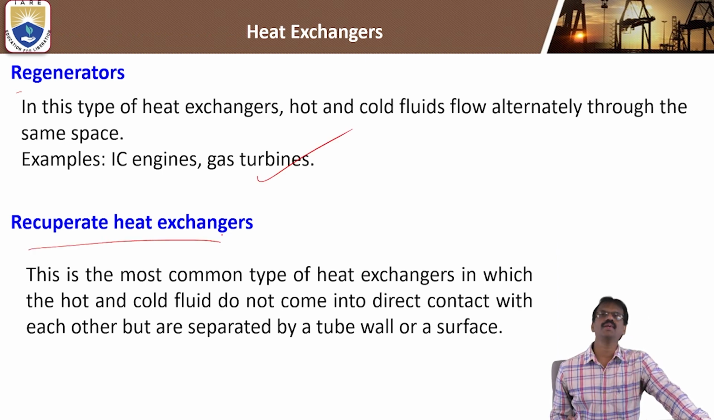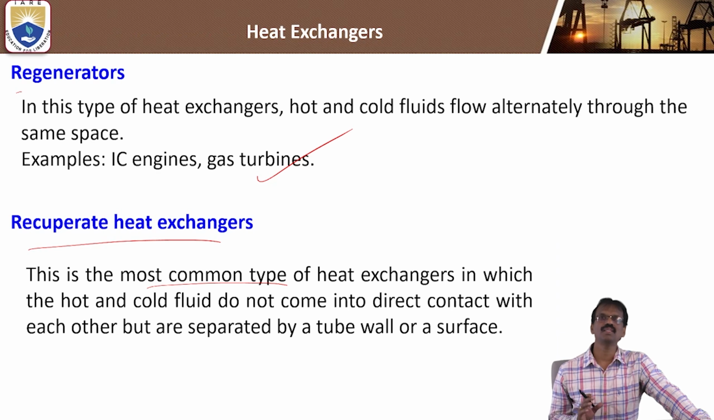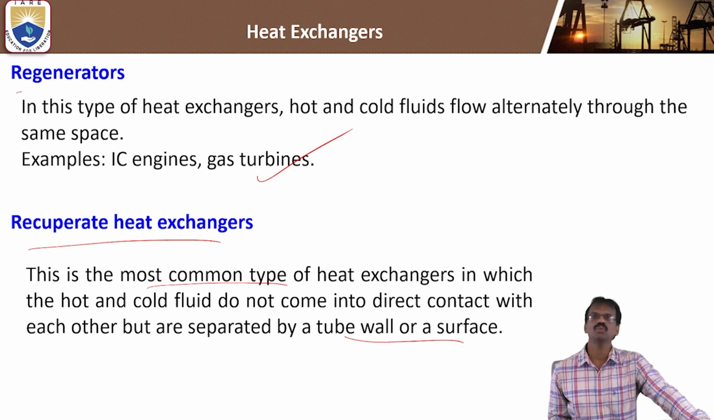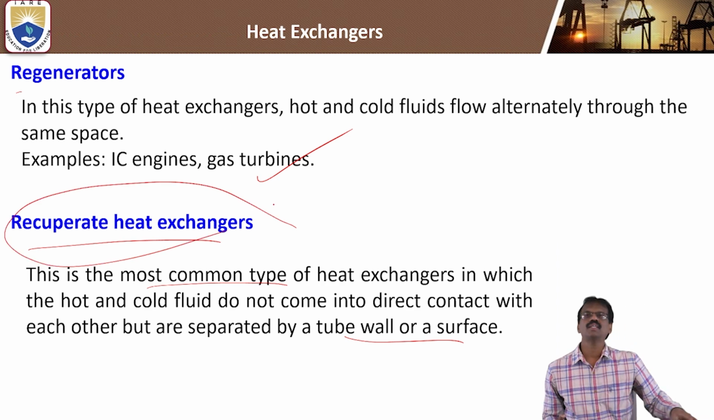Next one is the recuperative heat exchangers. This is the most common type of heat exchangers, in which hot and cold fluids do not come in contact with each other, but are separated by a wall. Heat transfer takes place through the wall, which separates both the fluids. Okay. So this is the indirect contact type heat exchanger.